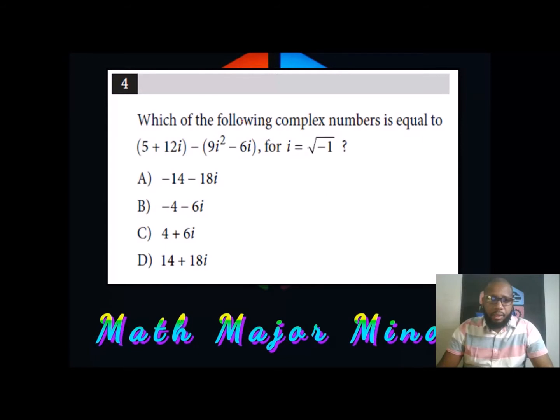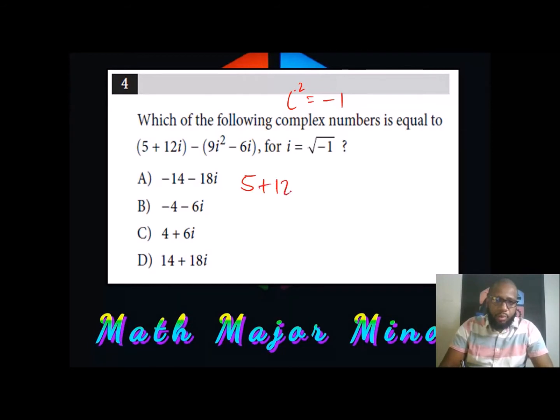Now, let's look at this example here. Which of the following complex numbers is equal to 5 plus 12i minus 9i squared minus 6i? So if we recall in our previous video, i squared is equal to -1. So let's rewrite this as 5 plus 12i minus, open bracket, 9, and we know that i squared is -1, so let's put this as -9 minus 6i.